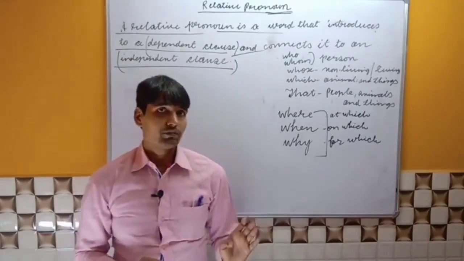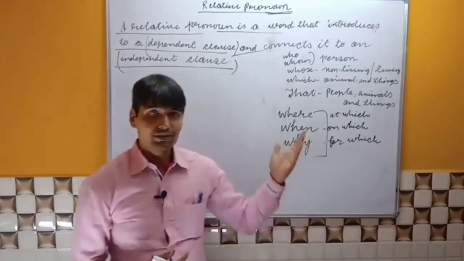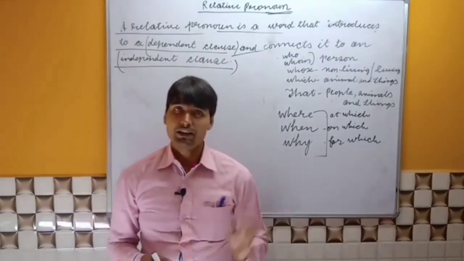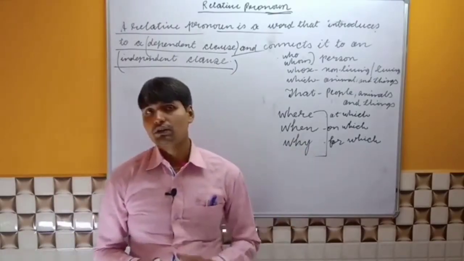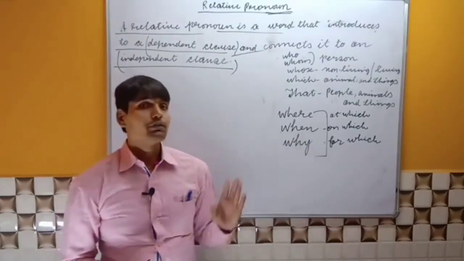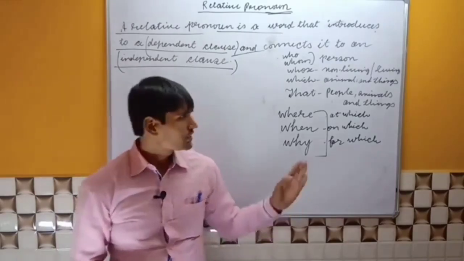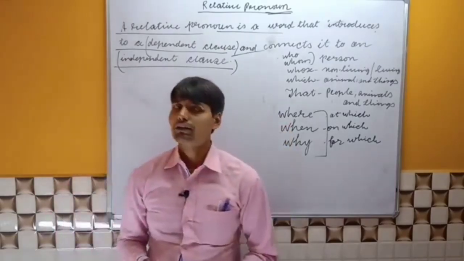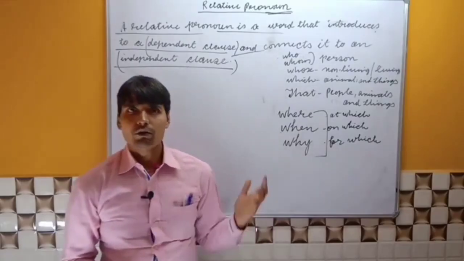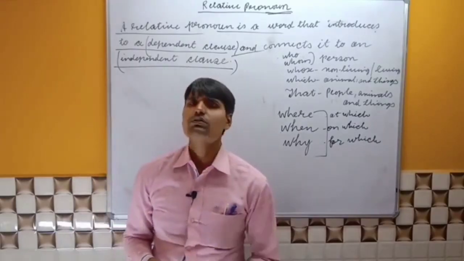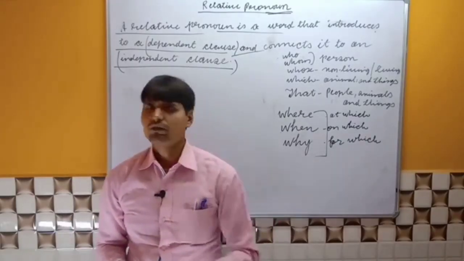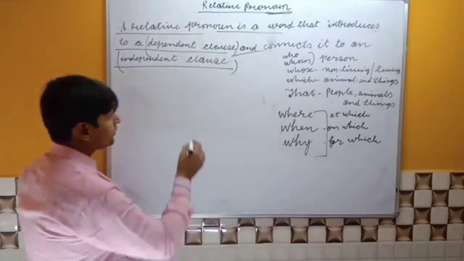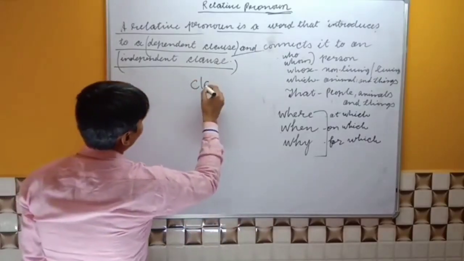Sometimes they are omitted, but not with all the relative words. You can omit that, which, who, whom, but you can't omit whose, where, when, or why. So let's look at them. At first we need to know what the meaning of clause is. Here we know what the meaning of clause is.